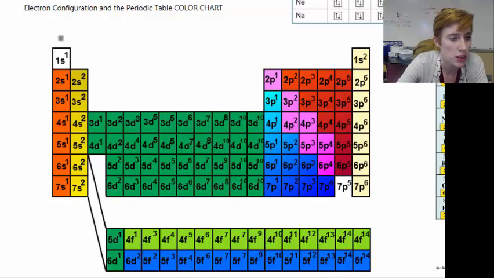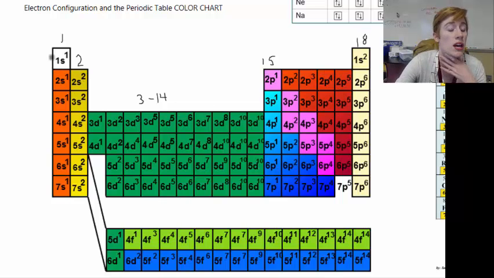So here's your periodic table, and I know yours has numbers up here. It has 1, 2, and then 3 to 14. And then it goes 15, 16, 17, and all the way to 18.